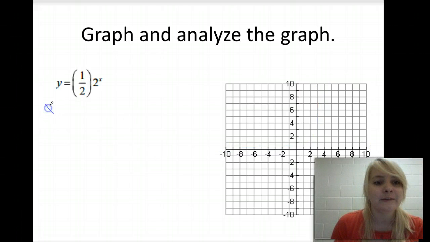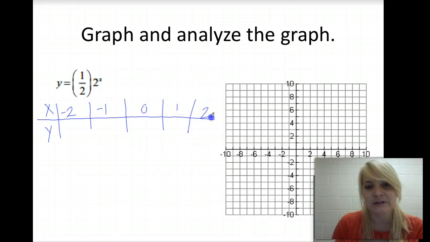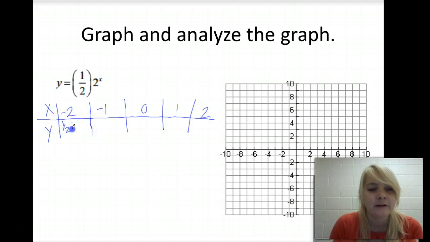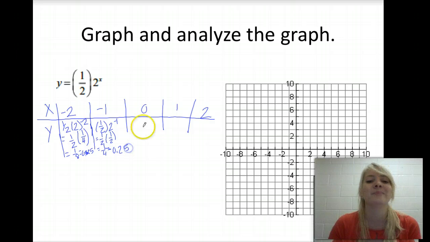All right, the next function, once again, we're going to use the same values, -2, -1, 0, 1, and then 2. So we're substituting in. So we get 1/2 times 2 to the power of -2, which gives us 1/2 times 1/4, which equals 1/8, which we're going to graph as 0.0625. Then we have 1/2 times 2 to the power of -1, which gives us 1/2 times 1/2, which equals 1/4, which once again, since we're graphing, we're going to think about as 0.25.